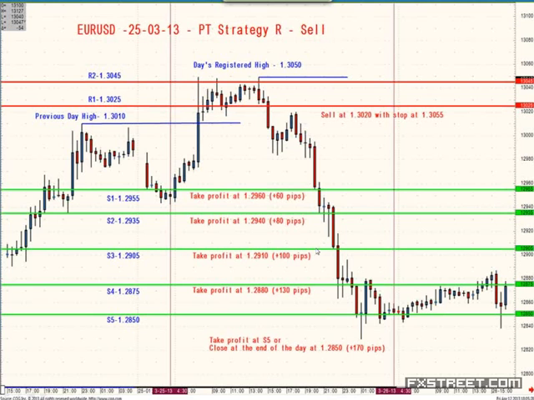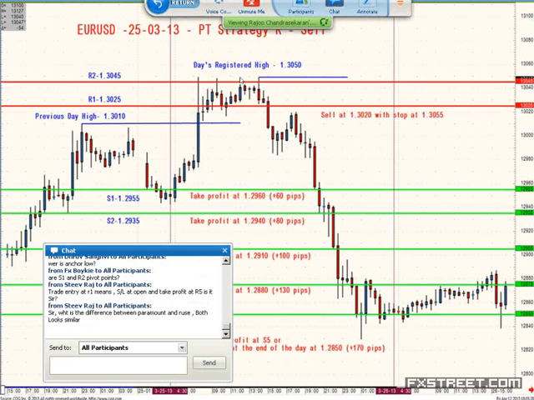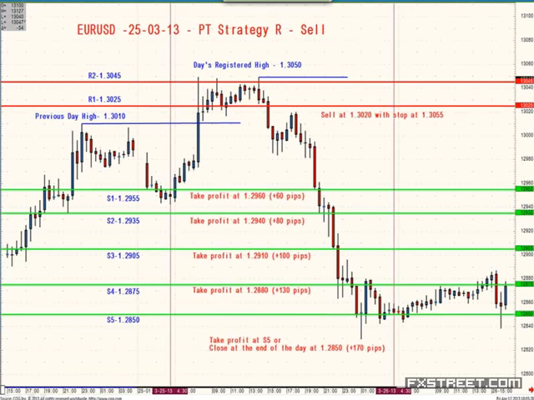So, the question is, what is the difference between Paramount and Ruse? Both look similar, right? Remember I said, our check is the registered high, and registered low, where we make our check. If we are looking at the registered high, let me go back and show you that.